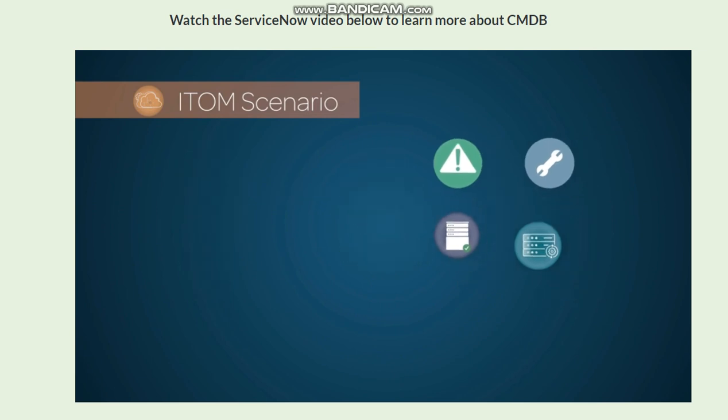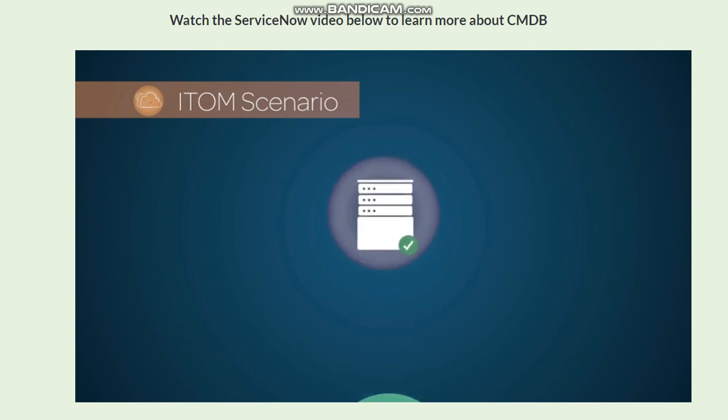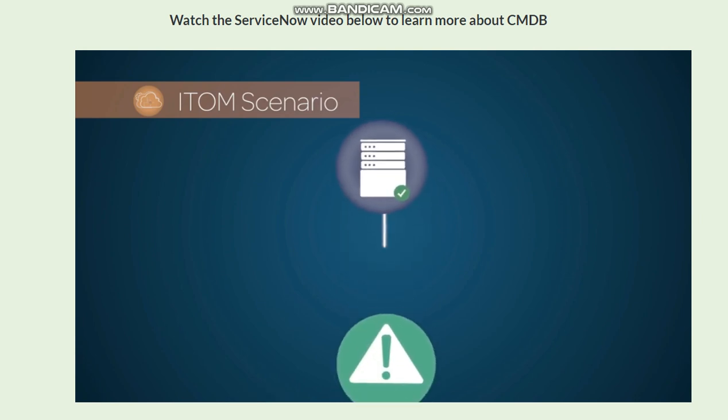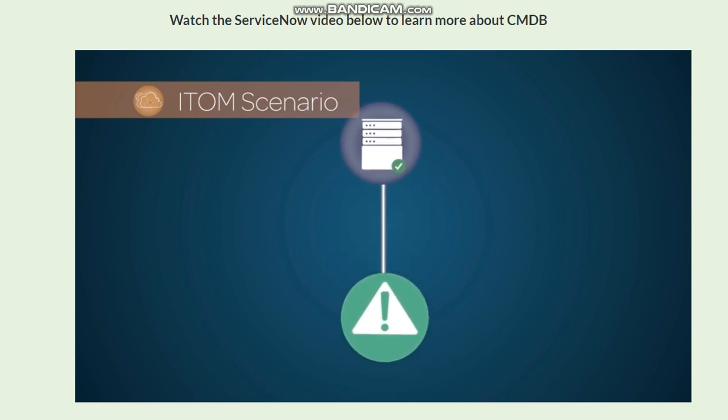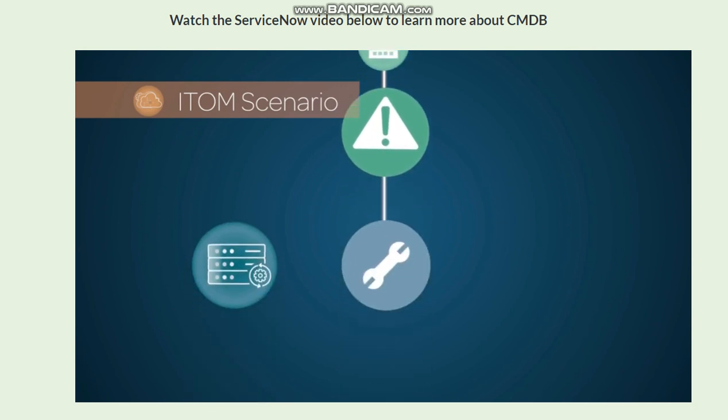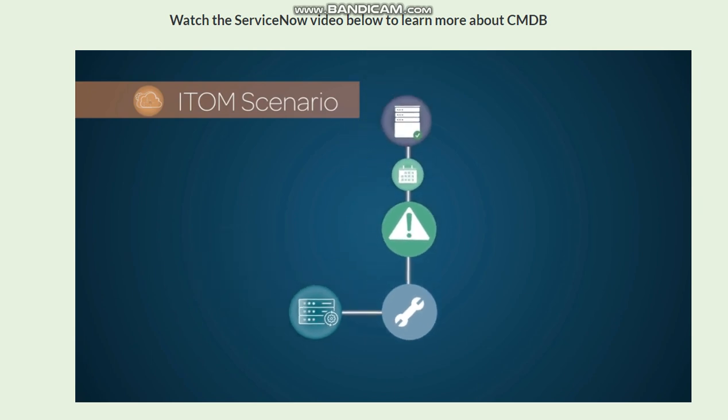In this scenario, we again see the email server as the hardware server CI. Event management creates an alert that generates an incident record tied to the CI that produced the event. The change is created from the incident record, which targets the same CI on the form, and orchestration performs a series of actions to restore the email service.